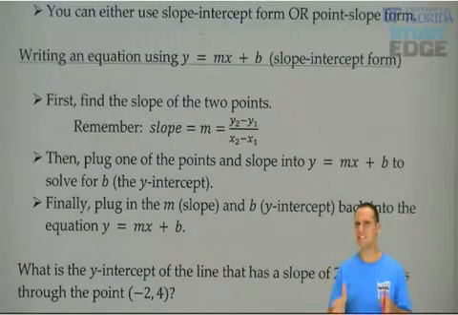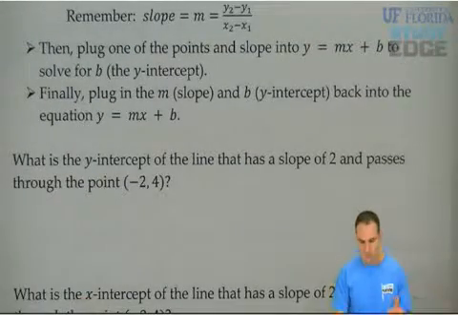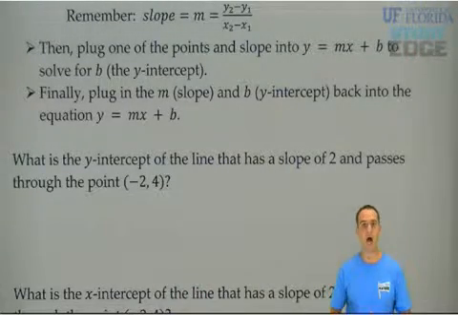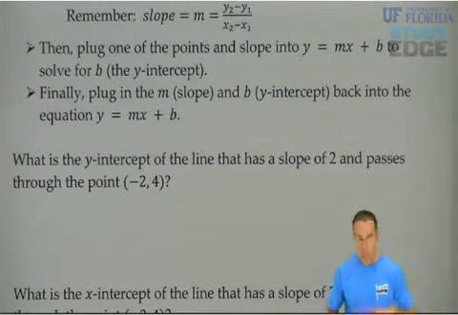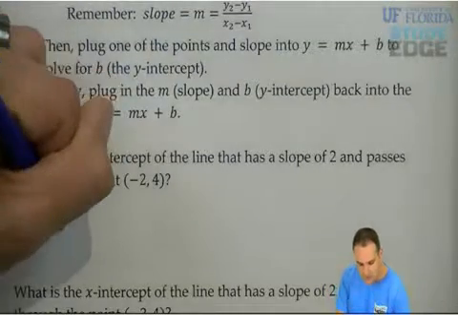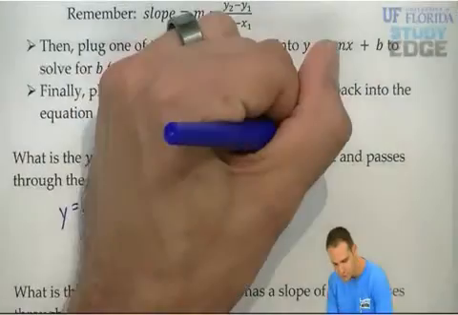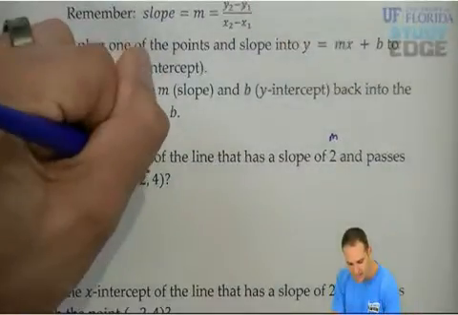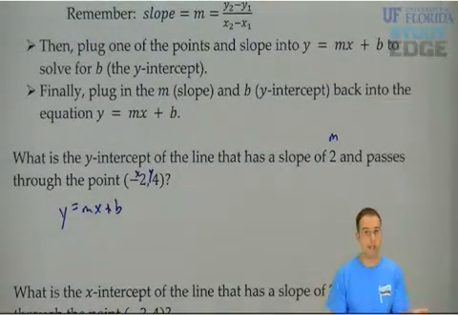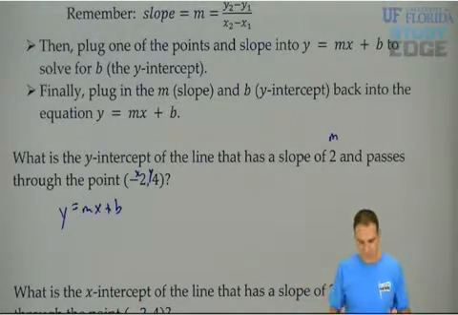That sounds like a lot, doesn't it? That really does. So let's do a few examples here. What is the y-intercept of the line that has a slope of 2 and passes through -2, 4? So here's an example where you were given the slope and given the point. So you can automatically use y equals mx plus b. Plug in, you have your slope of 2, you have an x, and you have a y on the line. Plug it all in, find out what b is, and remember, b is already the y-intercept.